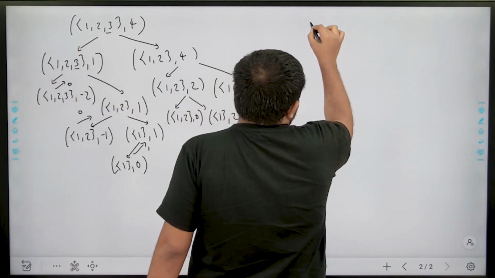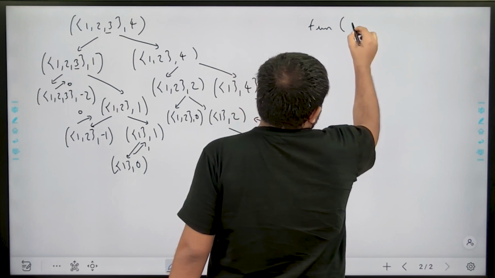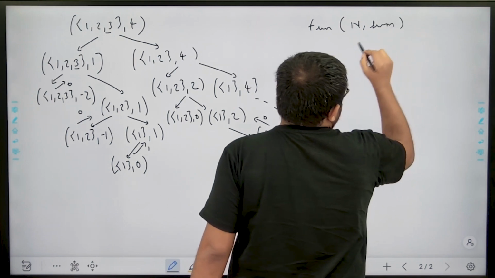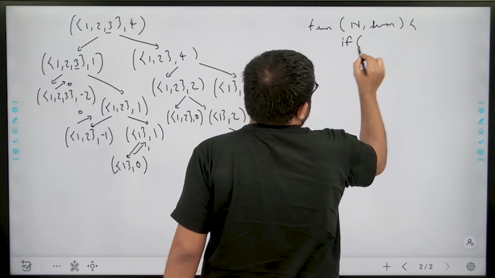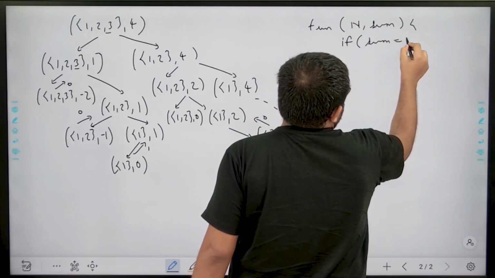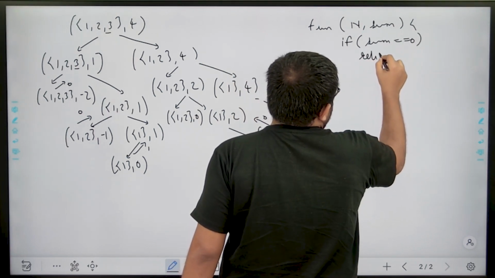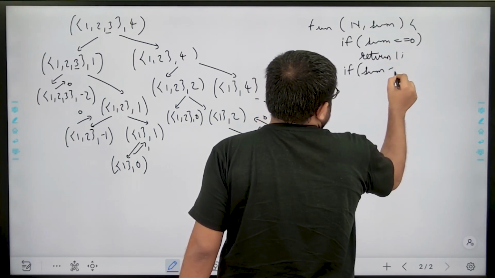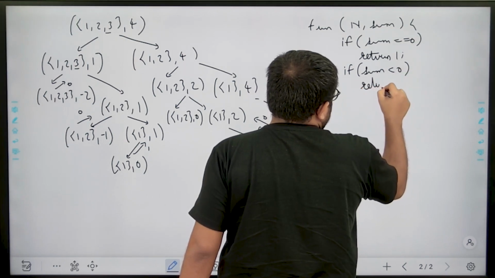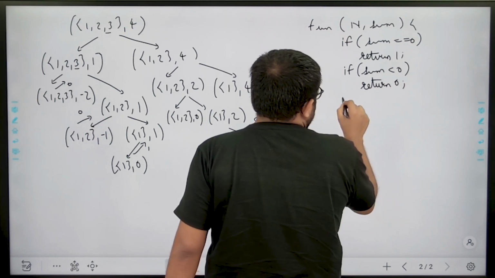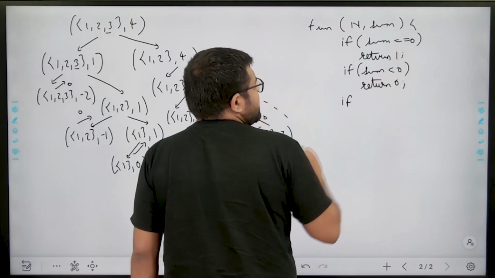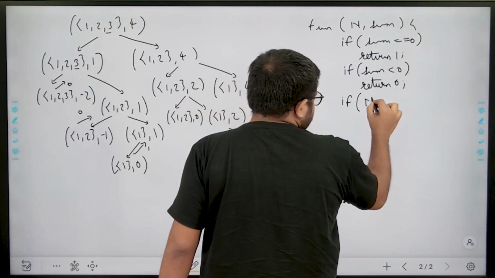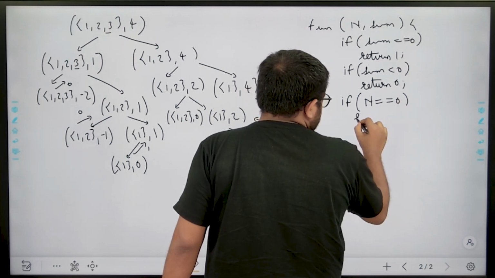So if I write this function, first of all it will have the size of the remaining set n and the required sum. If sum equals 0, then return 1. If the sum is negative, it means now we cannot get the required sum, so return 0. If sum equal to 0 and sum less than 0, two cases are over, so now sum will be positive only for remaining cases. But if n equals 0, return 0.